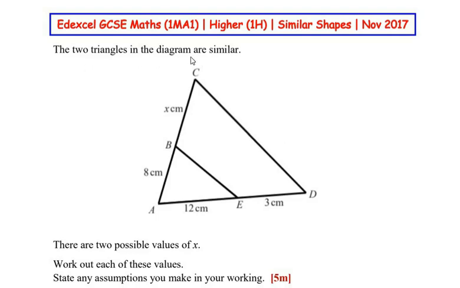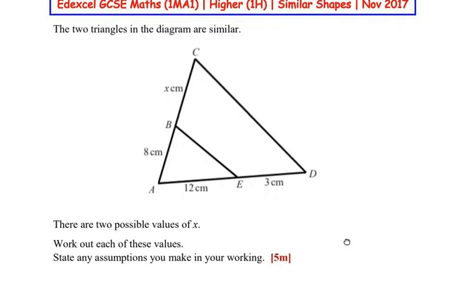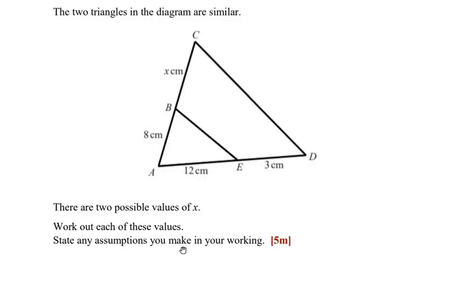The two triangles in the diagram are similar. There are two possible values of x. Work out each of these values. State any assumptions you make in your working.